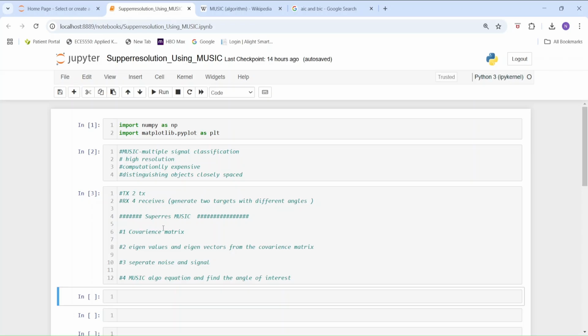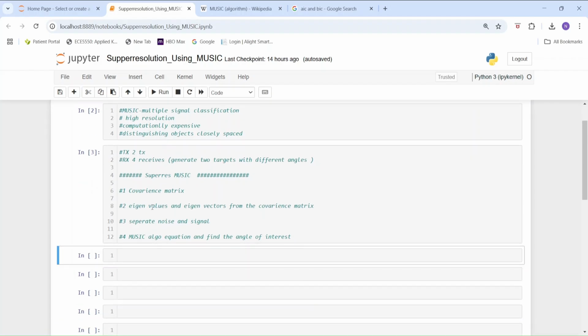In the MUSIC algorithm there are these steps. From the received signal we are going to measure the covariance matrix. Then from the covariance matrix we need to calculate the eigenvalues and eigenvectors. The third step will be to separate the noise and signal from the eigenvectors. So you can see we will have two targets, so basically we'll have two signal components and two noise components, because we are using four receive antennas. And the last step is implementing the equation I showed you on the Wikipedia page.